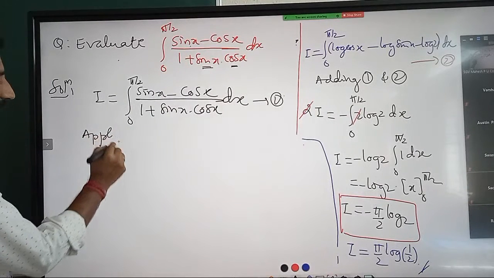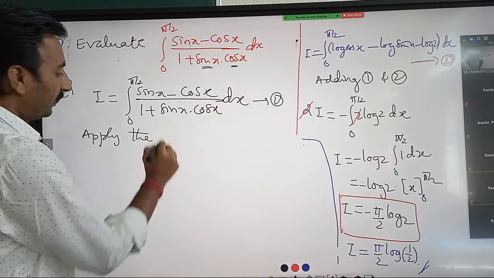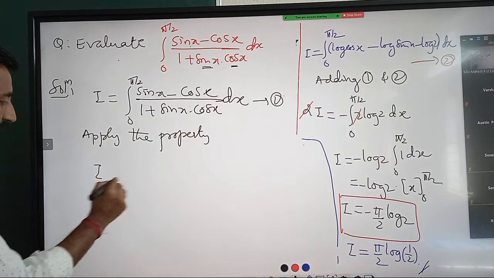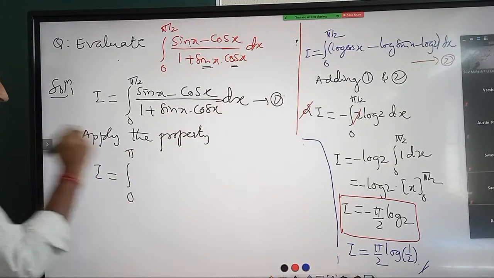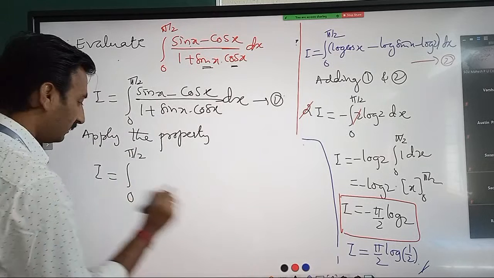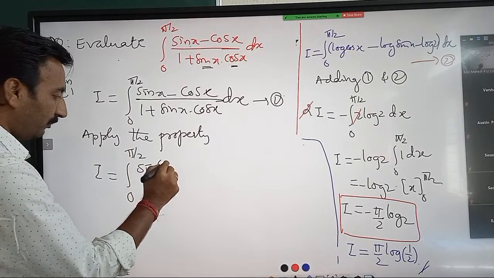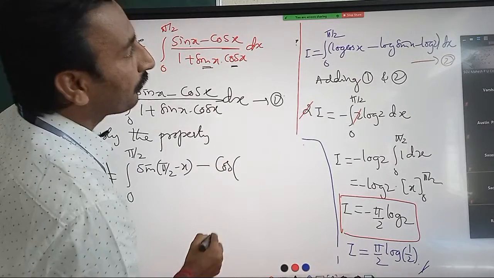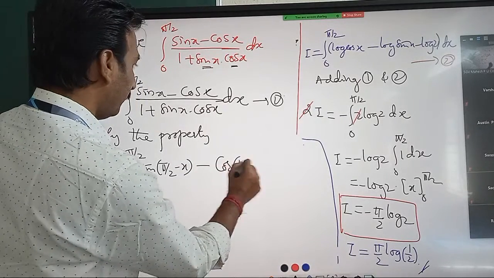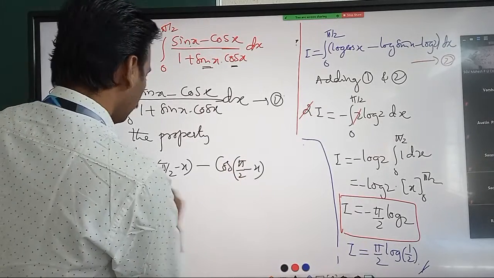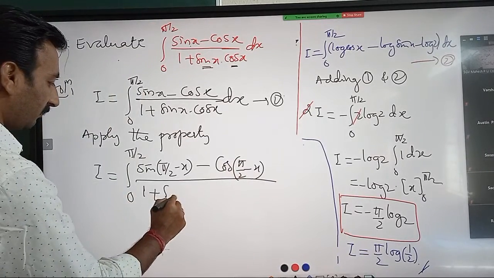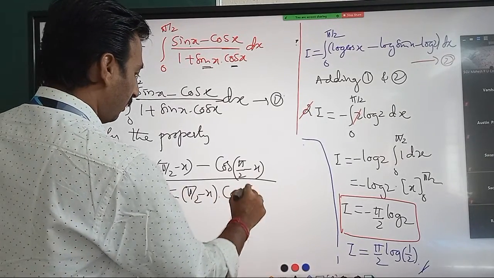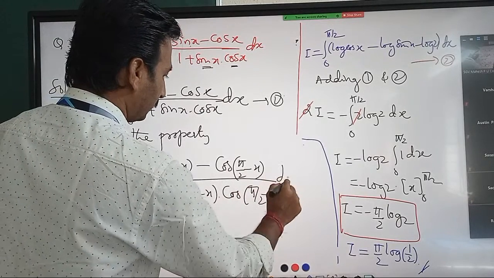Apply the property. What does it tell us? I equal to integral 0 to pi by 2, leave it like this. In place of sin, I take pi by 2 minus x: cos of pi by 2 minus x minus sin of pi by 2 minus x, whole divided by 1 plus sin of pi by 2 minus x cos of pi by 2 minus x dx. Correct?